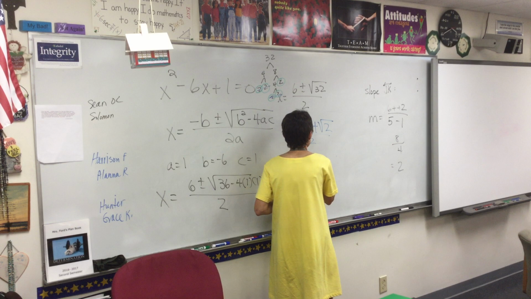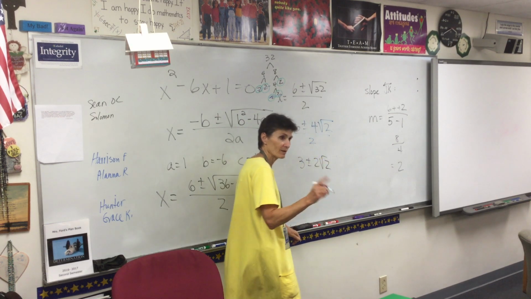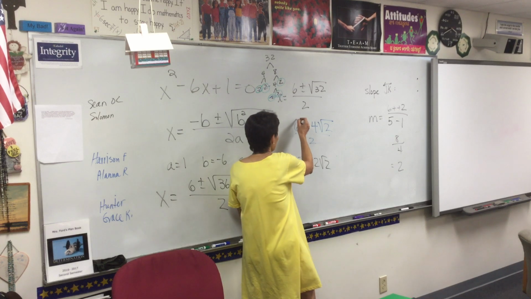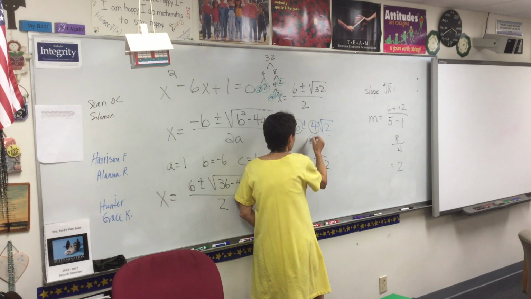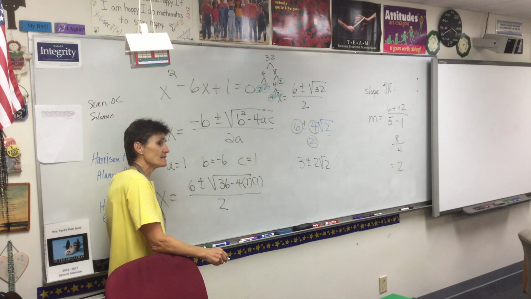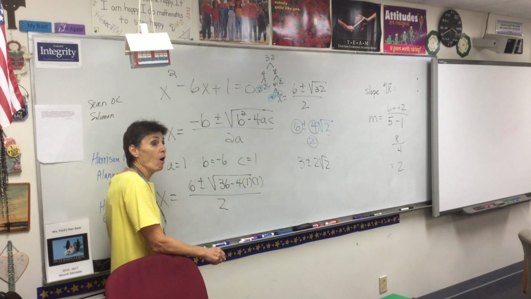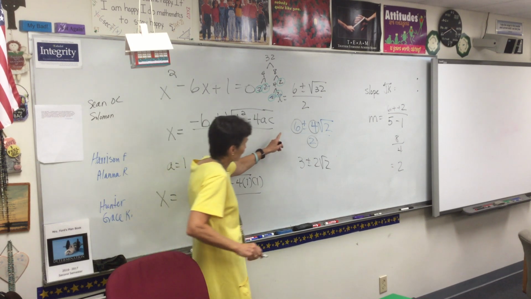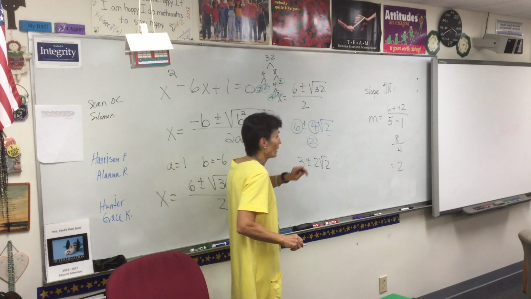If you said 3 plus or minus 2 root 2, you are exactly right. Are you the one that said that? Good job. If we look at these numbers, and they're all divisible by the same number, it's a 3-part deal, they all have to be reducible. Then you go ahead and reduce.